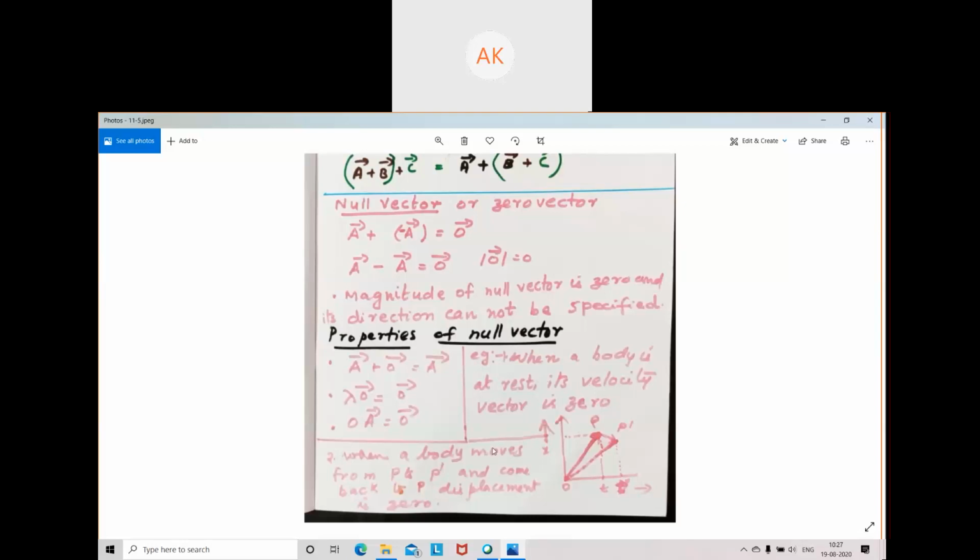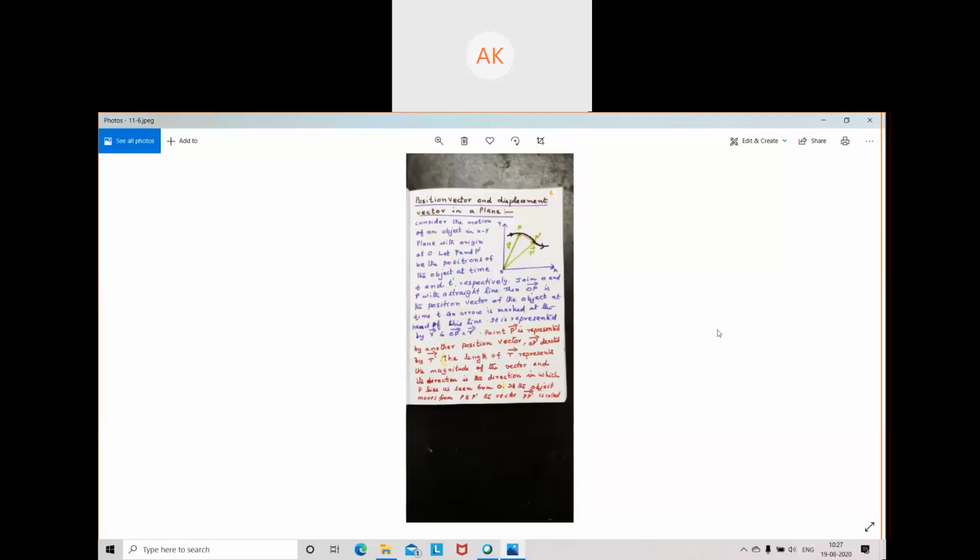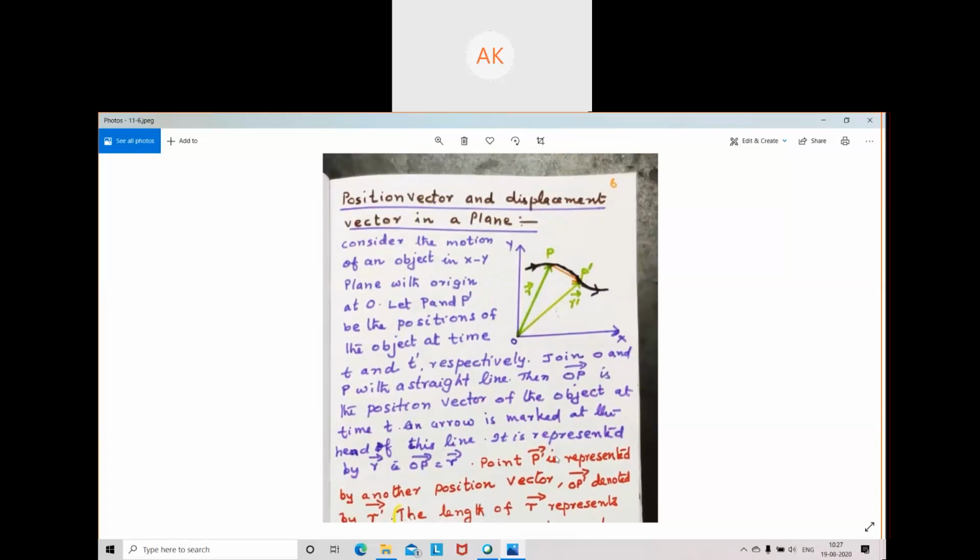Okay, next. Position vector and displacement vector in a plane, that we have to discuss. This is the beginning; when you enter a new chapter, there are some things you should know. From here we have to start.